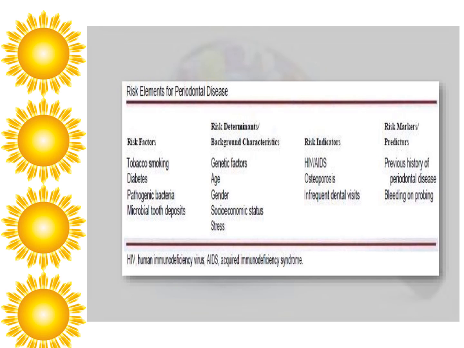And I have listed out the risk factors, risk determinants, risk indicators, and risk markers. Risk factors are tobacco smoking, diabetic patients, pathogenic bacteria, and tooth deposits. And the risk determinants are genetic factors, age, gender, socio-economic status, and stress. Here, risk indicators are patients with HIV, osteoporosis, infrequent dental visits, and the risk markers are previous history of periodontal disease and bleeding on probing. That is all about this.